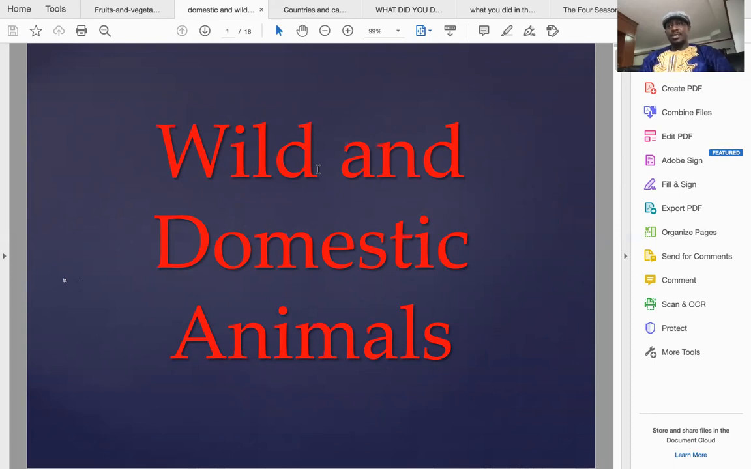So wild animals, I told you, are mostly animals that are very dangerous to humans. They are very dangerous to people, okay? They live in the forest, they live in the zoo, and in other places where they keep them so they cannot be harmful to people. While domestic animals are animals that can live with you at home, animals that are not very dangerous to people, okay?